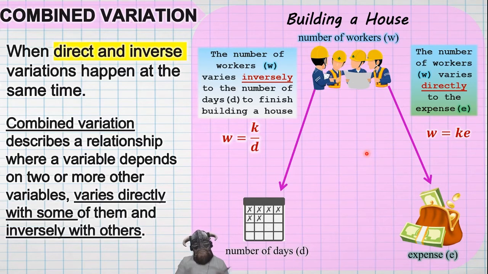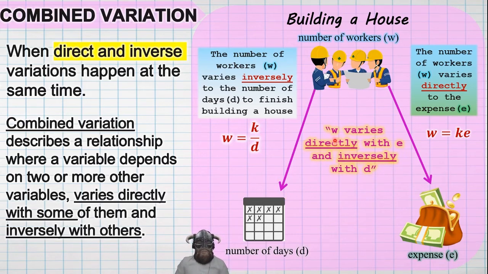In this case, if we try to combine these two different types of variation, we can have this statement wherein the number of workers, W, varies directly with the expense and inversely with the number of days, D. Yan yung tinatawag nating combined variation because in reality, ang talagang lumalabas naman, combined variation. Bakit? Hindi lang naman kasi kino-consider yung expense mo o yung number of days. Marami pang iba. That could also be a direct or inverse variation. So, combination siya palagi sa totoong buhay. If we try to combine these two different types of variation, we can have this combined variation W is equal to KE over D.